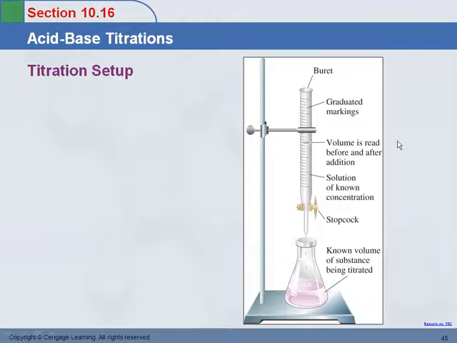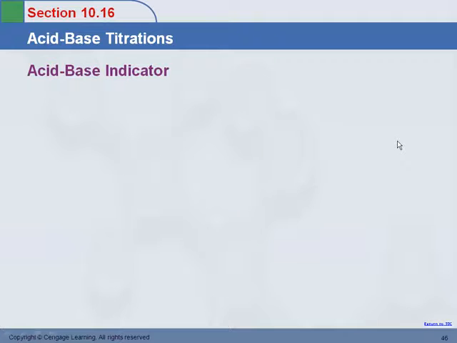Your setup, which you can see here, you have this thing called a burette, which is a long piece of glass tubing that has graduated markings on it to tell you the different volumes. And then you have your unknown substance being titrated, which you know the volume of, but you don't know the concentration. And then you're essentially adding your known concentration until you see a color change. So in order to see a color change in a titration, you have to use what's called an indicator, which is just something that changes color when the reaction is finished.